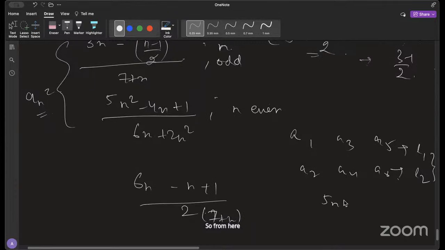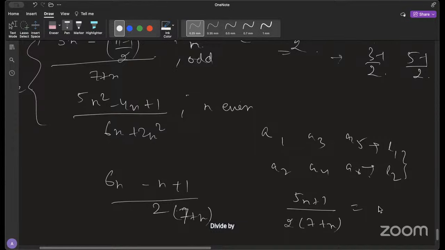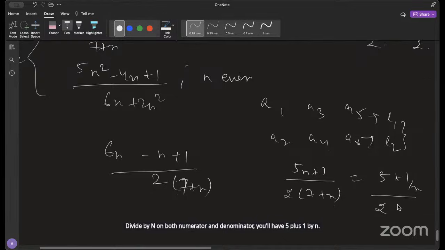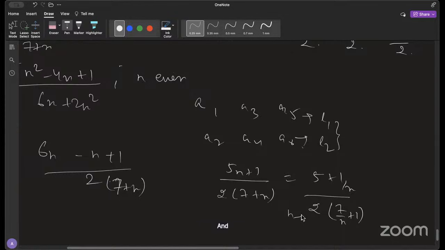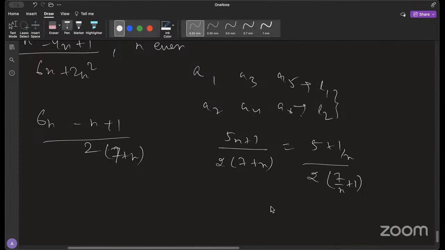So from here you will have 5n plus 1 and 2 times 7 plus n. Divide by n on both numerator and denominator, you will have 5 plus 1 by n times 7 by n plus 1. And if you take n tending to infinity, if you take the limit of this thing, then the limit as n tends to infinity will be 5, and here you will have 2. So it should be 5 by 2 from the odd sequences.